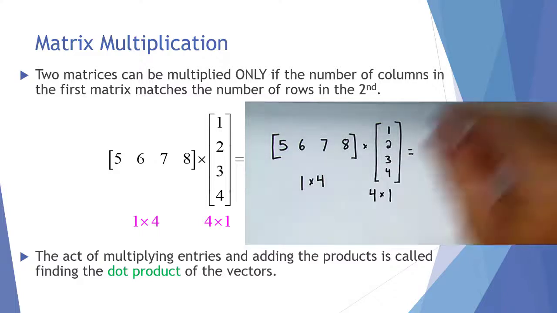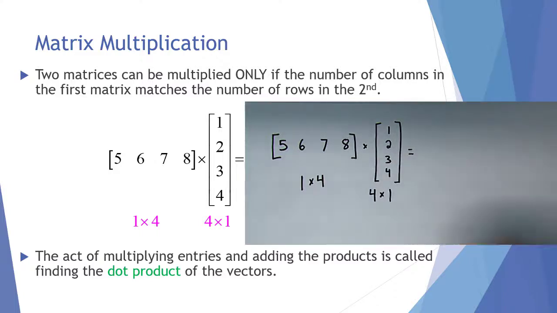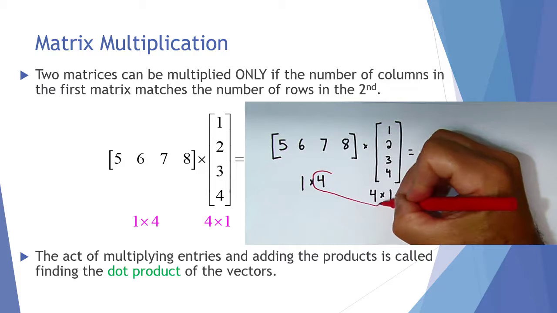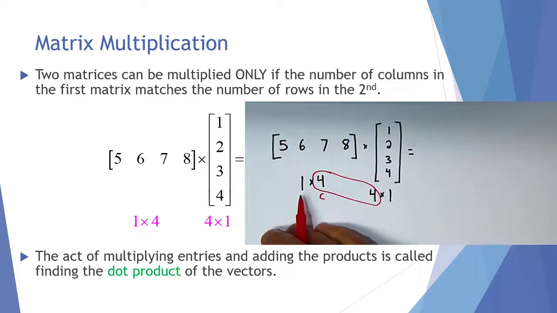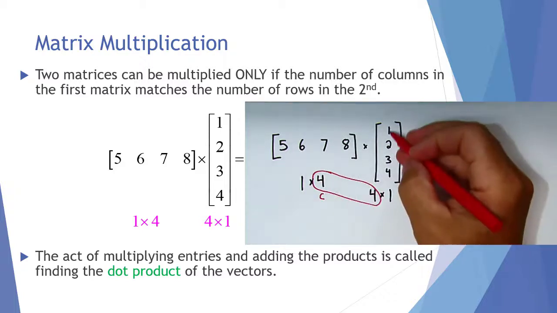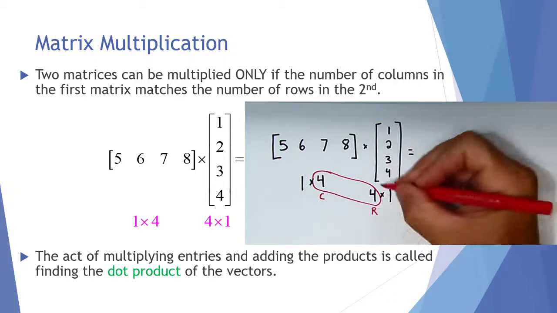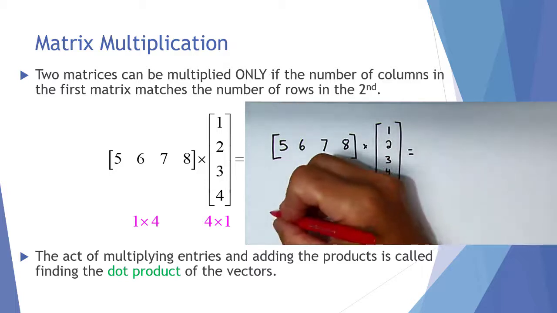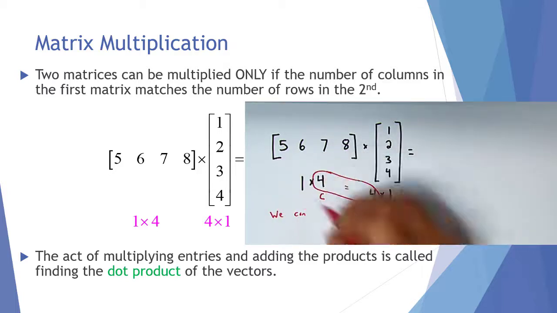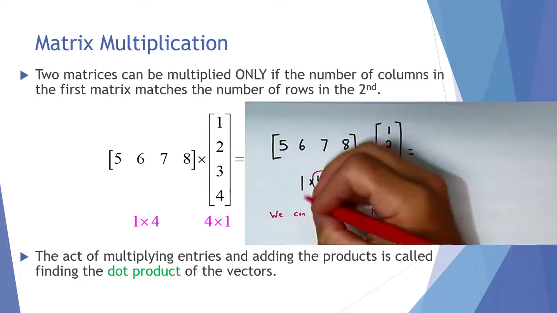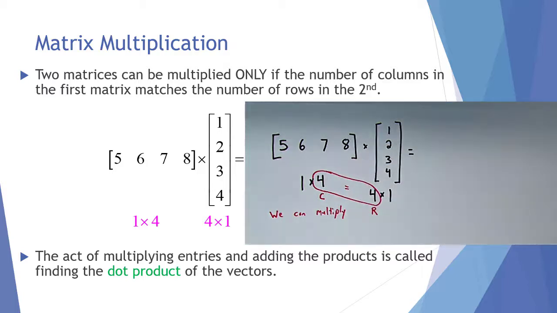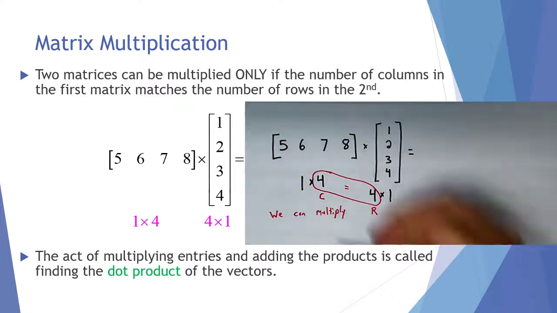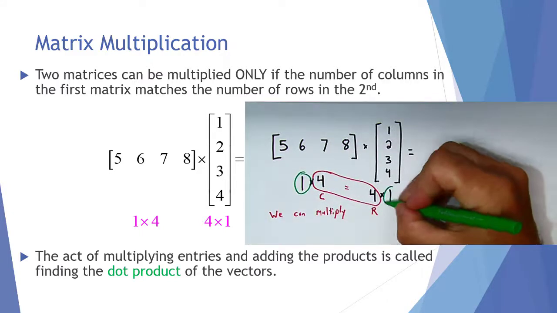So what we always have to check when you want to multiply matrices is, are these two middle numbers the same? That is to say, the number of columns in this one is 4. Does it match the number of rows in this one? And since they are equal, then we can multiply. If these two middle numbers are not equal, we cannot multiply. And what's more important is the two outer numbers, the 1 and the 1, that tells you what the size of your new matrix will be.